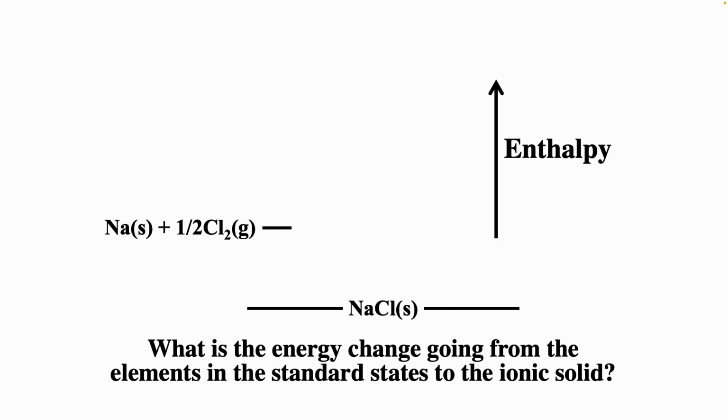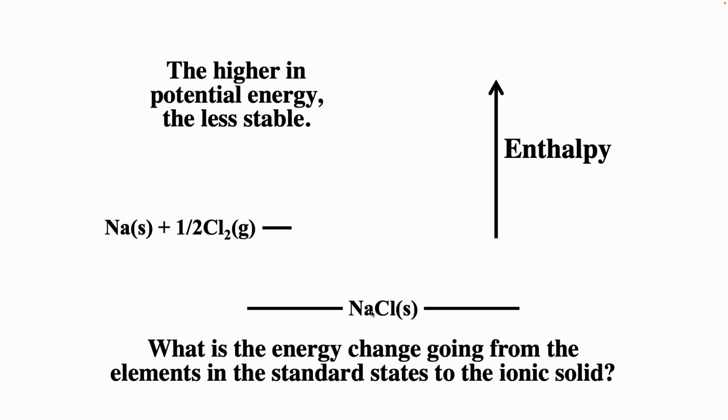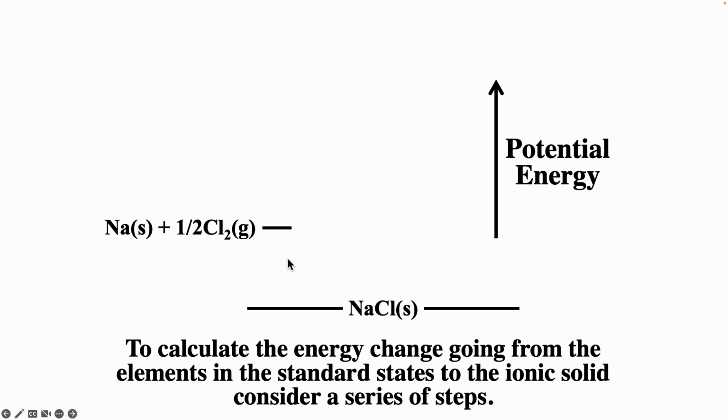Now we could also look at a little bit more complicated example. So say we're starting with sodium metal and chlorine gas. And so that would be the elements in their standard state. And we want to form the sodium chloride solid. Also please remember that higher potential energy means less stable. And so we can calculate the energy changes in individual steps to get this entire process. But remember that the reaction does not actually occur in these individual steps.